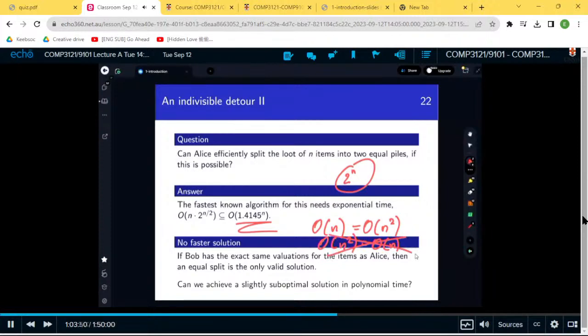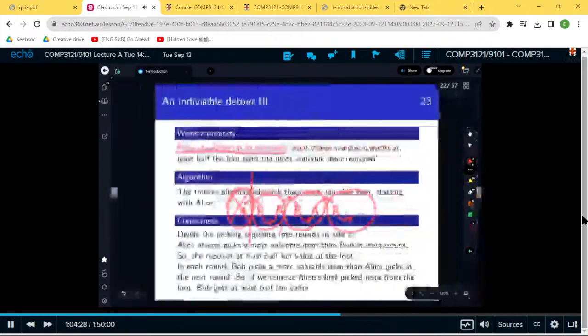The other thing is that I didn't explain how to obtain this running time. I can give you a reference. Somebody's going to post a question on Ed, and I'm happy to reply with the reference so you can find this. I did briefly mention that Alice can just go through all 2 to the power n ways of splitting the n items into 2 parts. Okay, so that's just 2 clarification things.